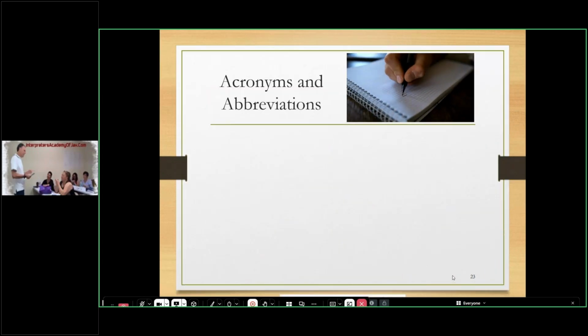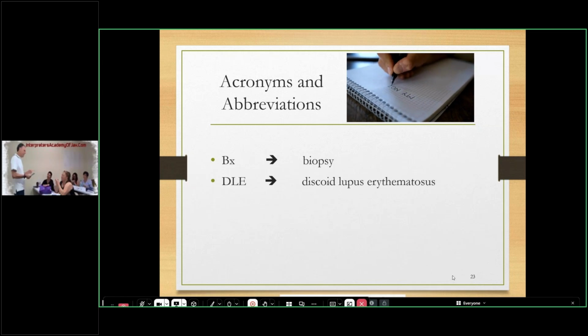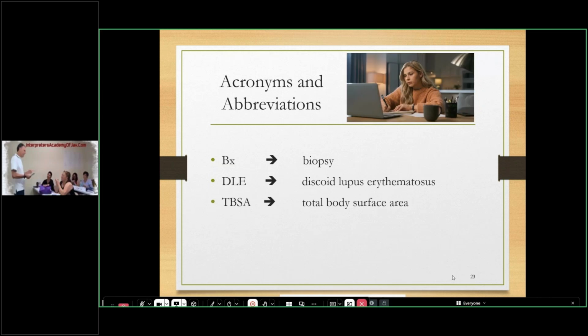Acronyms and abbreviations. BX stands for biopsy. DLE stands for discoid lupus erythematosus. And TBSA stands for total body surface area.